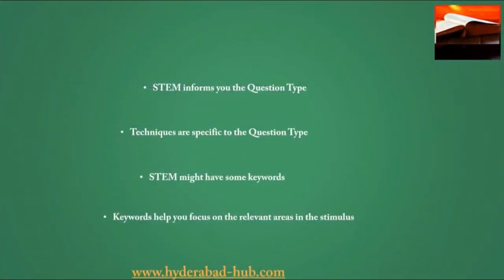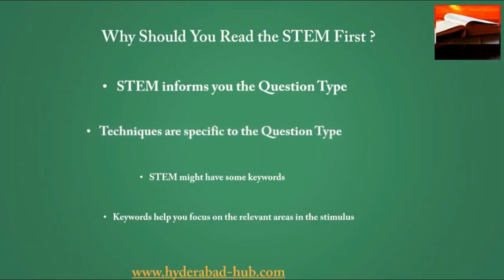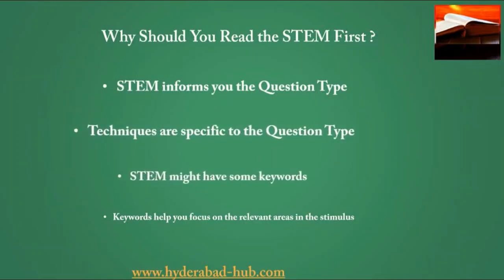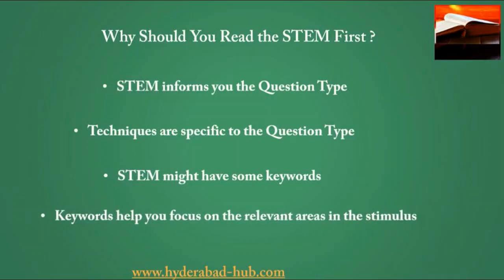Why should you read the stem first? The stem informs you the question type, whether it is an assumption question, inference question, and so on. Every type of question has its unique approach and techniques. Also, sometimes the stem has some keywords. These keywords help you focus on the relevant areas in the stimulus. Identifying and analyzing the relevant points in the critical reasoning stimulus is the key to solve it.